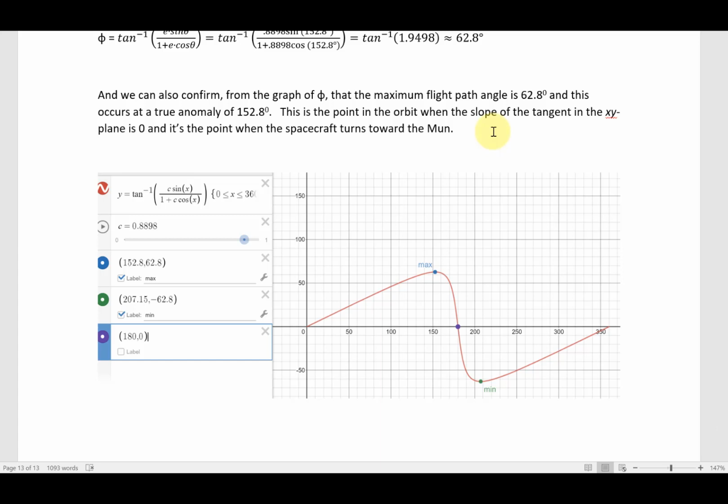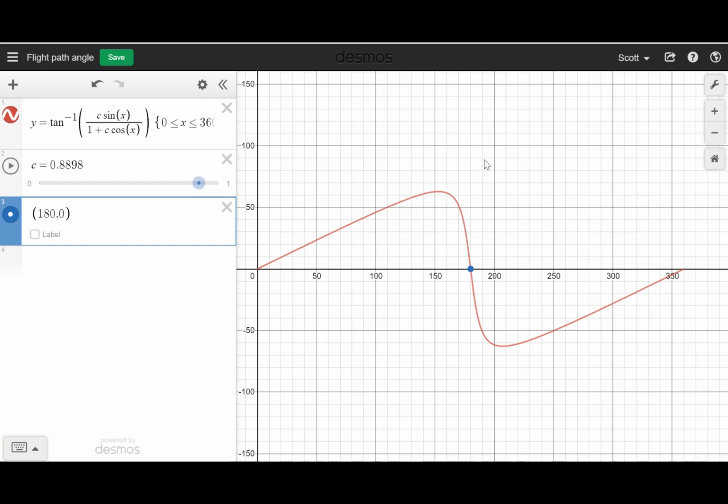This is the point in the orbit when the slope of the tangent in the xy plane is 0, and it's the point when the spacecraft is kind of turning, in a sense, toward the Mun in its orbital plane. One other thing that's kind of fun here, what do you think will happen if I move the eccentricity back closer to 0, where you have a circle and the spacecraft would be just orbiting in a circle? What would the flight path angle be at that point when you're always perpendicular to the radial vector as you go around the planet in a circular orbit? So think about what would happen, and I'll drop this back towards 0.